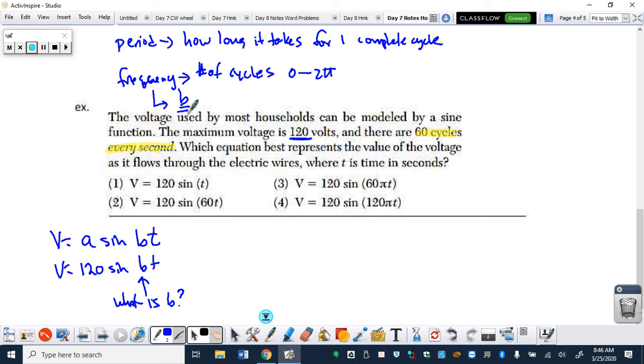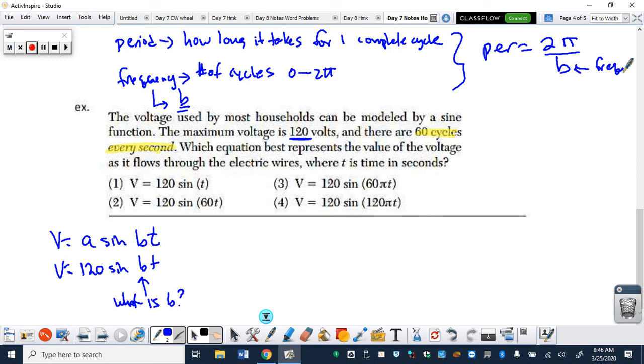We also know that there's a really good formula that shows the relationship between period and frequency. It's 2 pi divided by B. And don't forget, B is the frequency. Well, we don't have either one of them. 60 cycles per second is not the period, and 60 cycles per second is not the frequency.